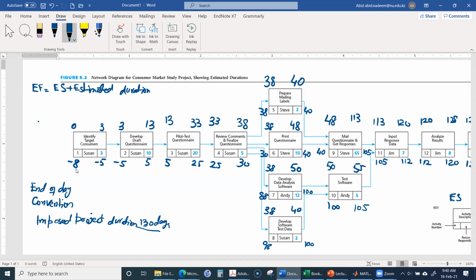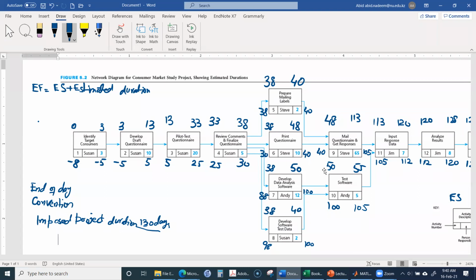So now you can see that we have done the forward pass and now we have done the backward pass. So doing this forward and backward pass, we have found some new information by the backward pass. So what is the new information which we have found by the backward pass?